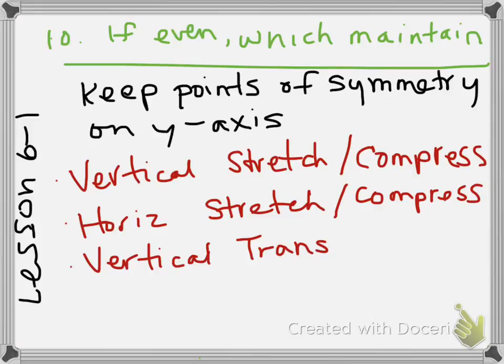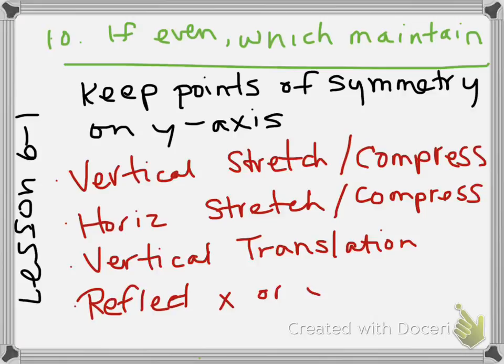All right, so if all you have is a vertical translation in terms of movement, you're still going to maintain even symmetry. And then both of our reflections are not going to move the vertex, and so we can reflect over the x or y-axis. All right, so lots of transformations will maintain even symmetry. The only one that really causes it to no longer be even is that horizontal translation.